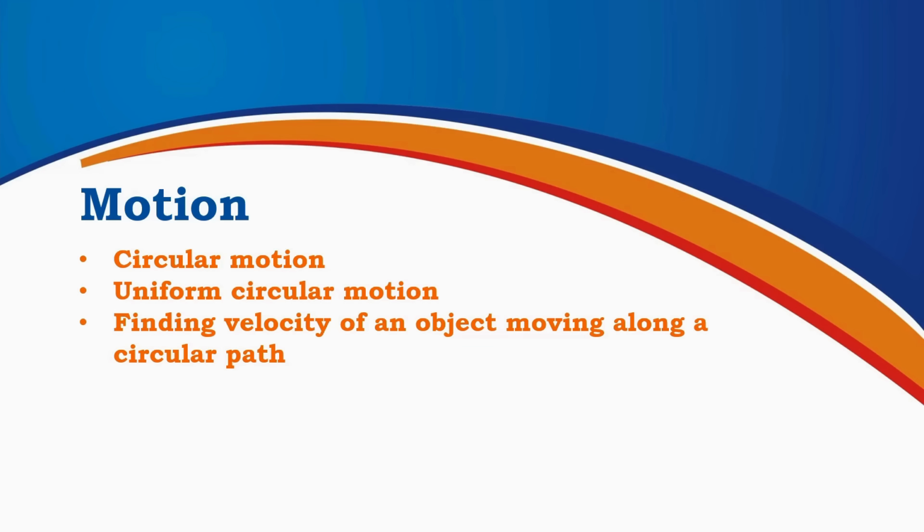Finally, we will learn how to find the velocity of an object moving along a circular path. For an object moving in a circle, the distance covered in one complete round is equal to the circumference of the circle. Using this idea, we can calculate the velocity of the object during circular motion. Let us understand this concept step by step in the next section.